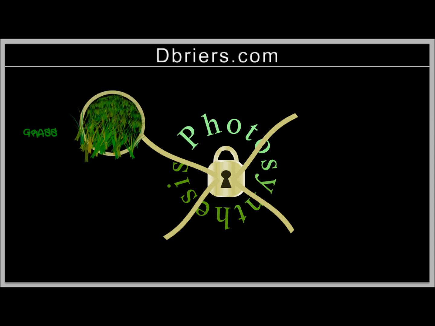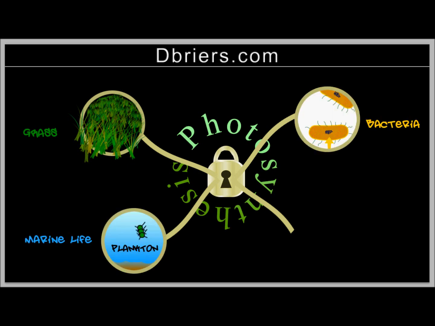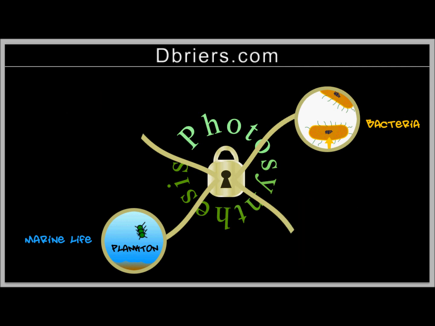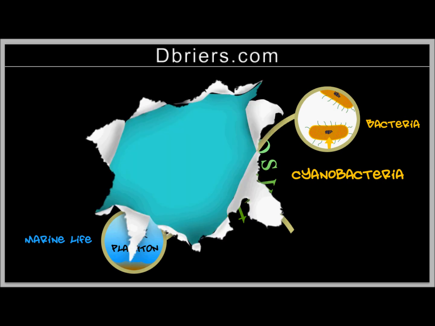Some of these organisms that contain photosynthesis are grass, bacteria, marine life, trees, and even the moss that grows in trees. But as you look at this list, you might find that bacteria and marine life aren't usual organisms that you would see or think of as containing photosynthesis. Well, this is an interesting topic because photosynthesis is actually believed to have derived from a type of bacteria known as cyanobacteria. Now, the theory that this is contained in is known as the endosymbiotic theory.